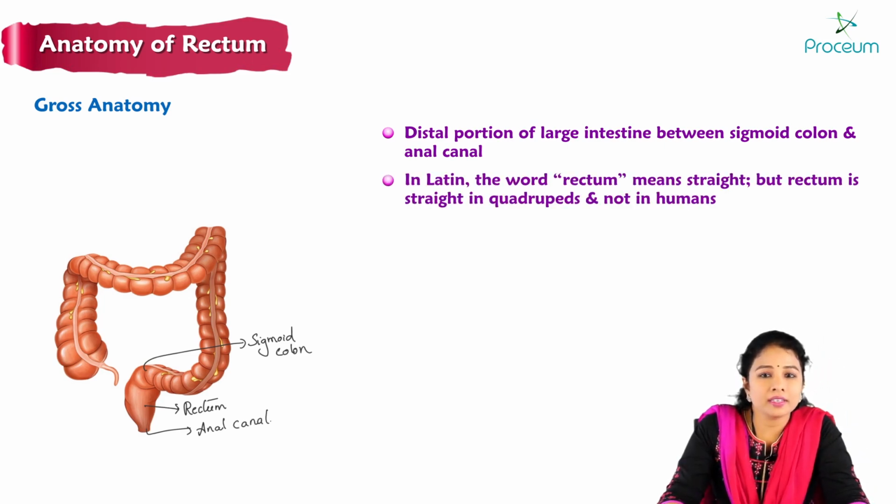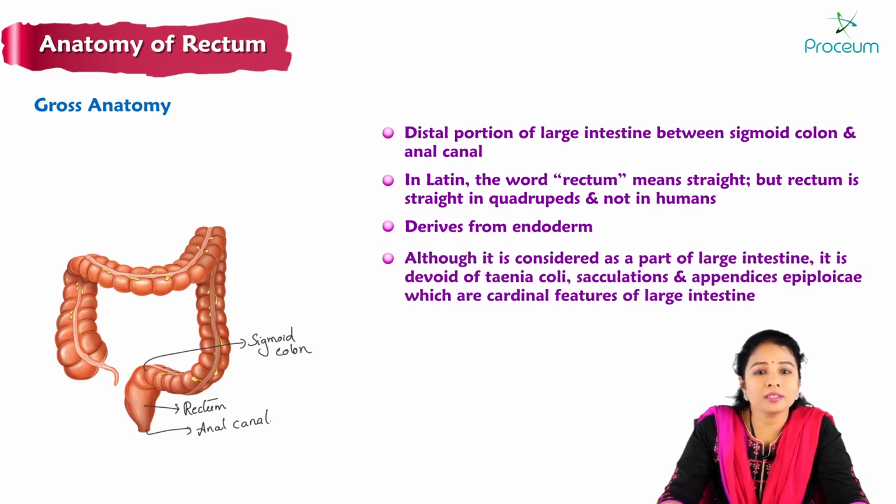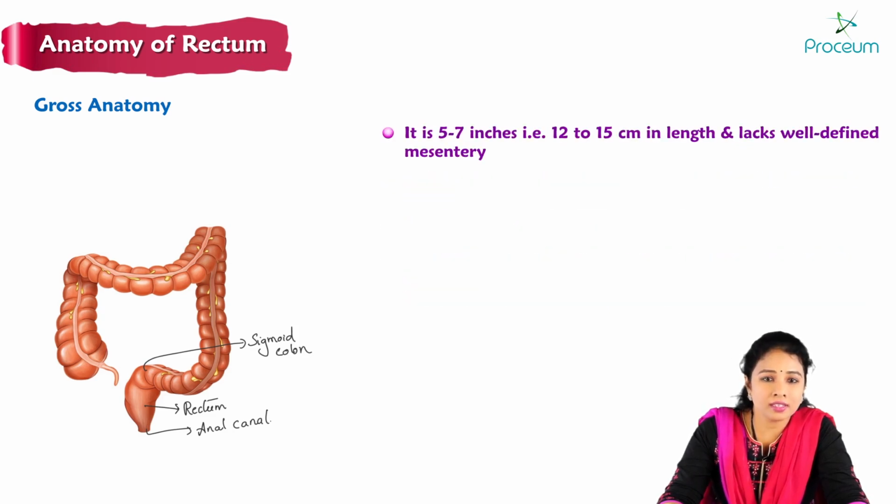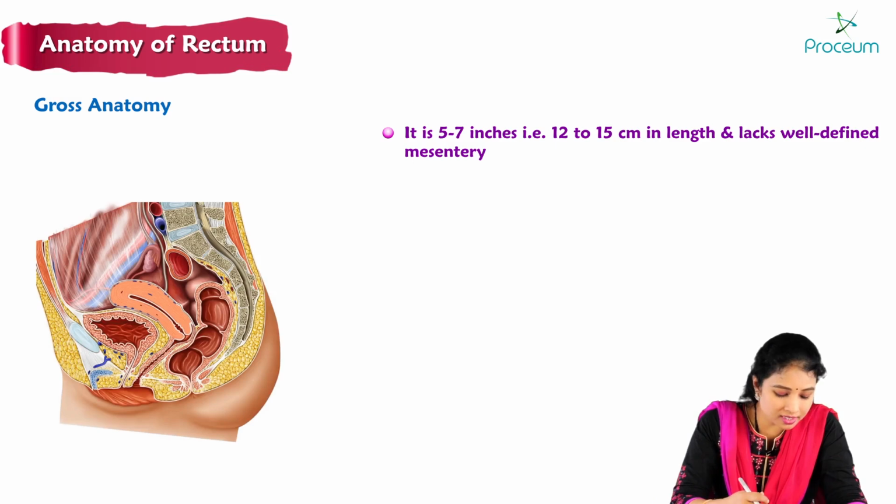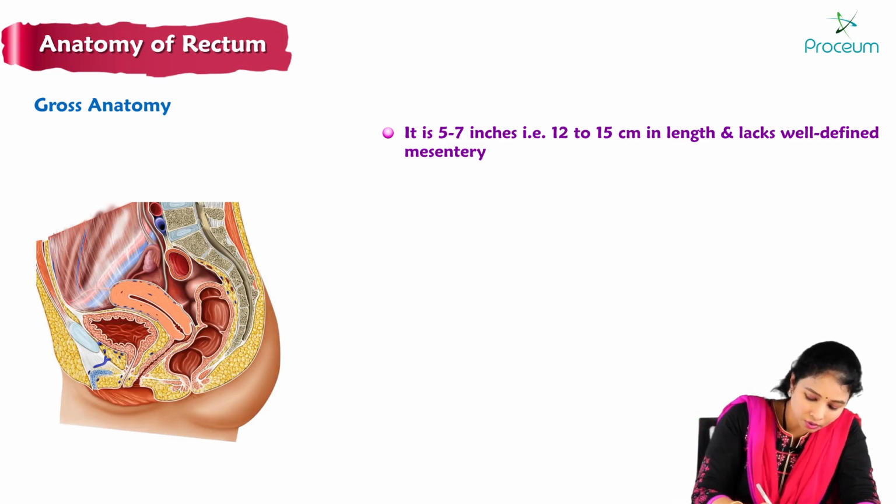In Latin the word rectum means straight, but the rectum is straight in quadrupeds but not in humans. The rectum derives from endoderm. Although the rectum is considered a part of large intestine, it is devoid of Taenia coli, sacculations and appendices epiploicae, which are the cardinal features of large intestine. It is 5 to 7 inches in length, approximately 12 to 15 centimeters, and lacks a well-defined mesentery.